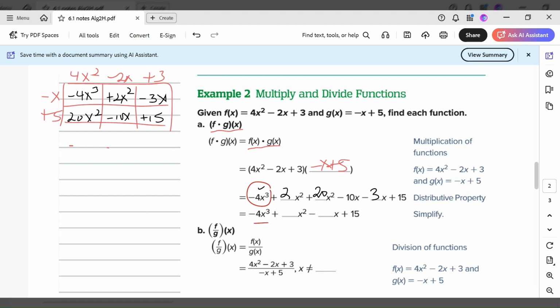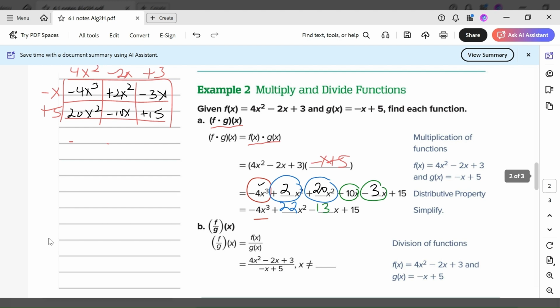The next group down is going to be our x squared, so we have 2x squared with another 20, making it 22. Then we see our negative 10x, and we spent another 3 we didn't have. We're at negative 13x, and then our positive 15.